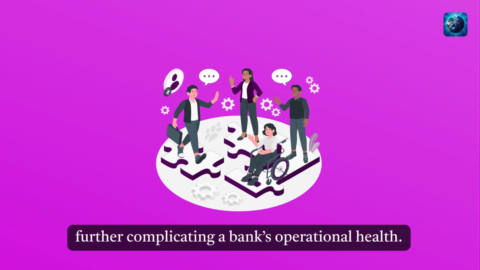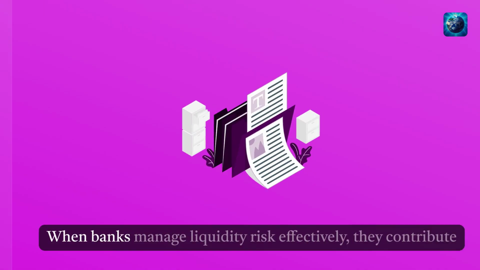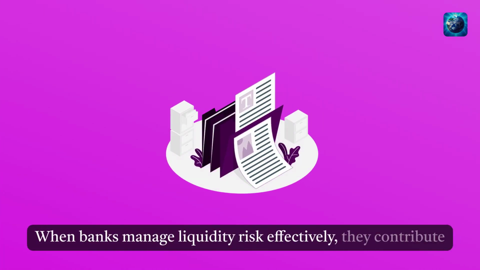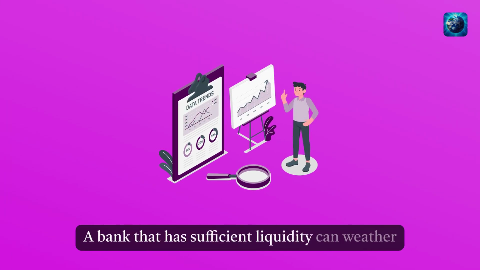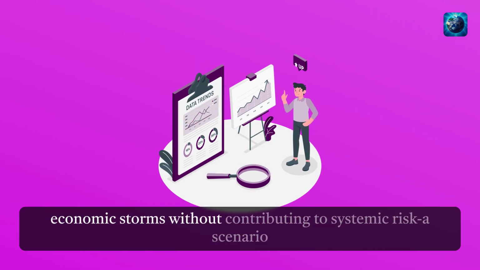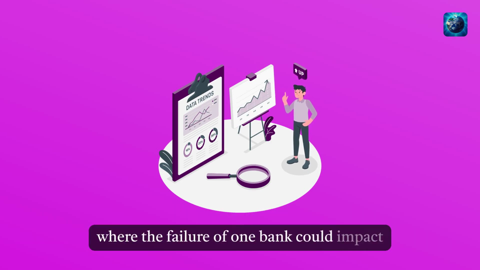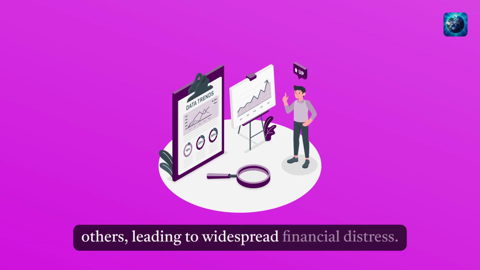Failing to maintain these ratios can lead to regulatory penalties and increased scrutiny from oversight bodies, further complicating a bank's operational health. Market stability. When banks manage liquidity risk effectively, they contribute to overall market stability. A bank that has sufficient liquidity can weather economic storms without contributing to systemic risk, a scenario where the failure of one bank could impact others, leading to widespread financial distress.